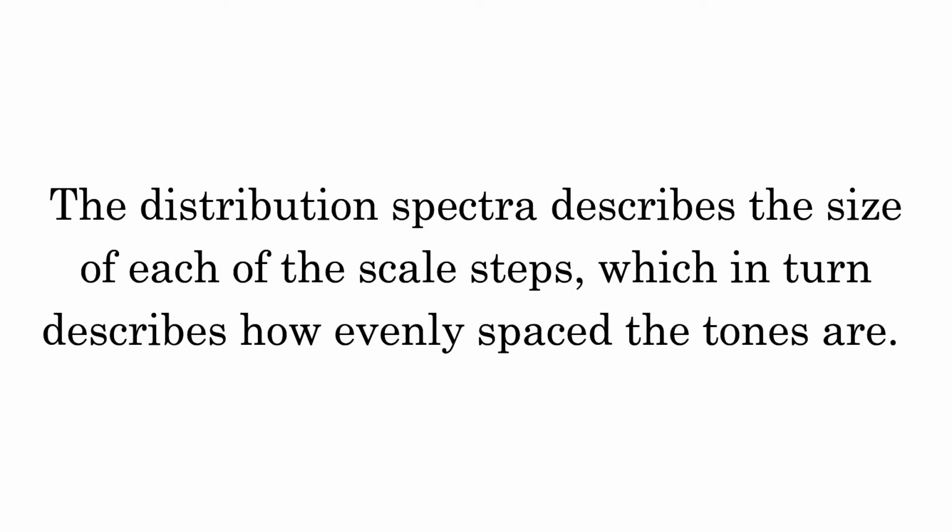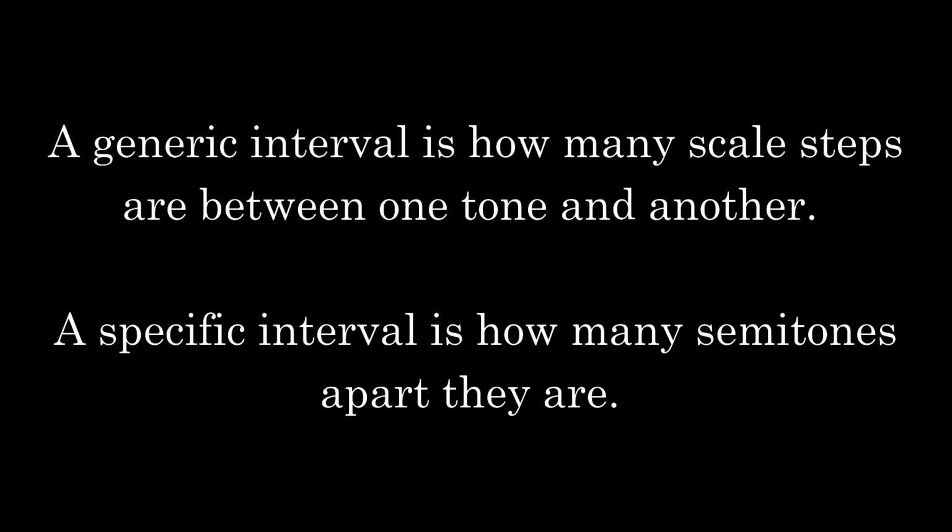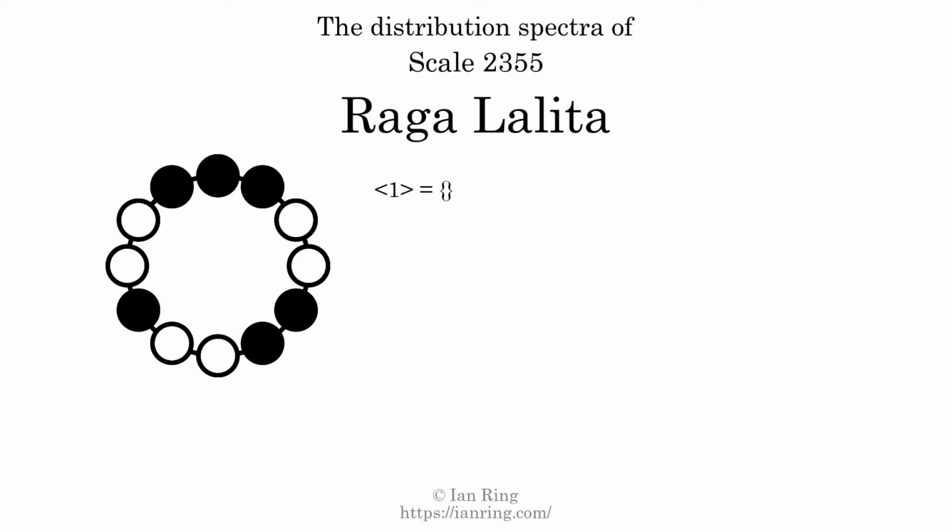The distribution spectra describes the size of each of the scale steps, which in turn describes how evenly spaced the tones are. A generic interval is how many scale steps are between one tone and another. A specific interval is how many semitones apart they are. The generic interval of one scale step comes in 2 different specific interval sizes: 1 semitone and 3 semitones. The spectrum width of this generic interval is the highest, 3, minus the lowest, 1, which equals 2.